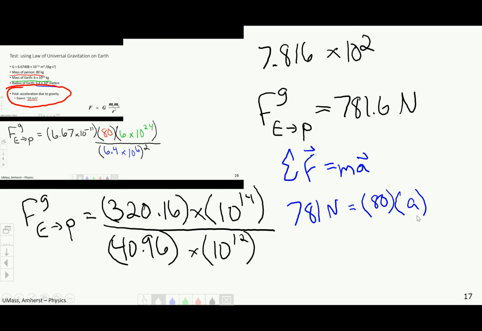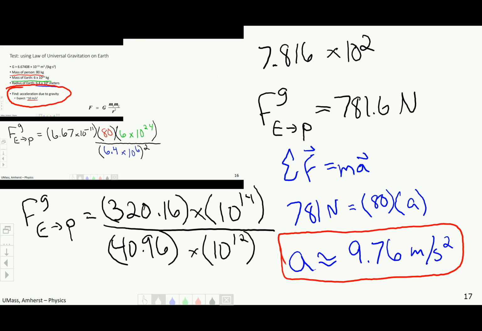And if we do this out, we end up with approximately 9.76 meters per second squared. And that's real good. That's real darn close considering how rough the numbers we used were. We assumed that we only use one significant digit for the mass of the Earth and only 2 for the radius of the Earth. But we got really close. We're using 10 meters per second squared generally, but the accepted value is actually a lot closer to 9.8 meters per second squared. So we did pretty darn well.